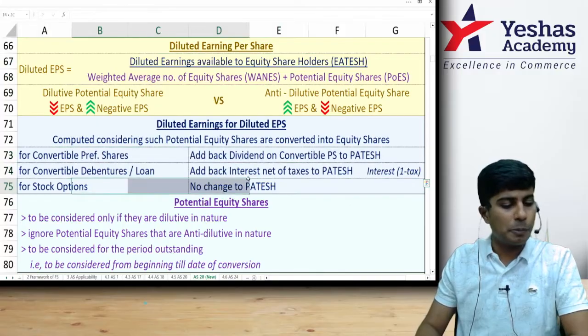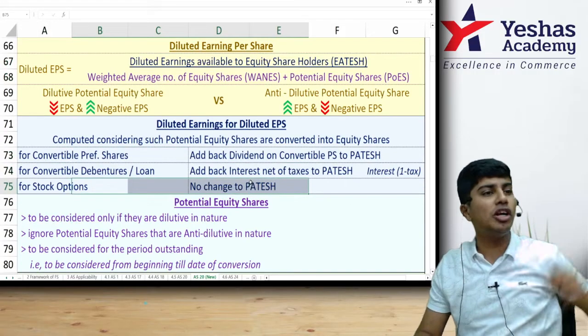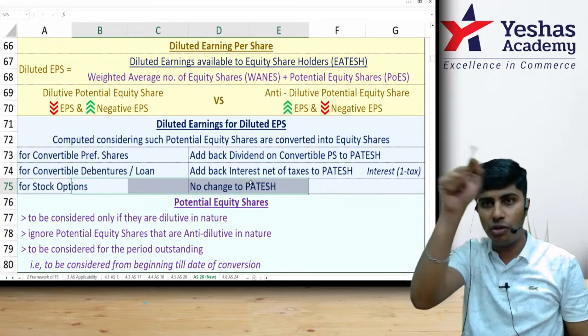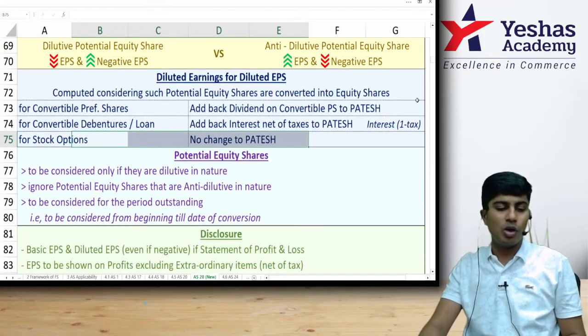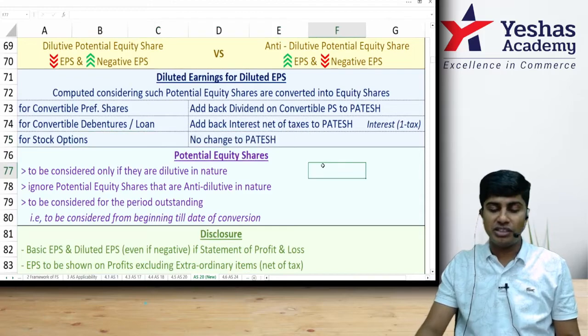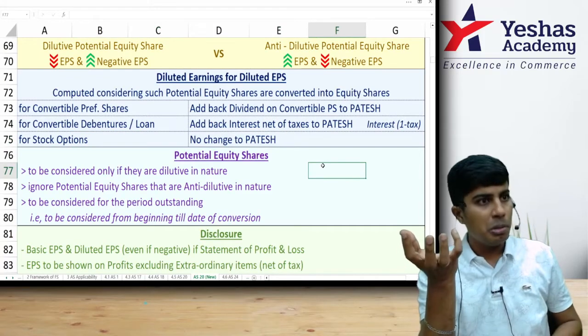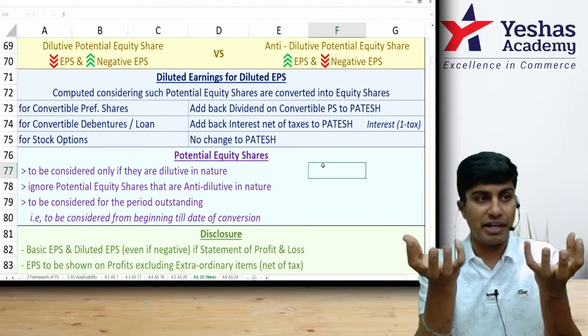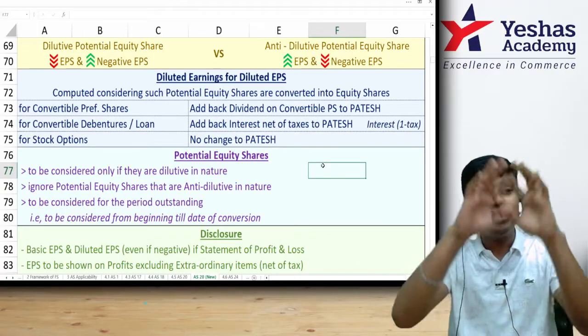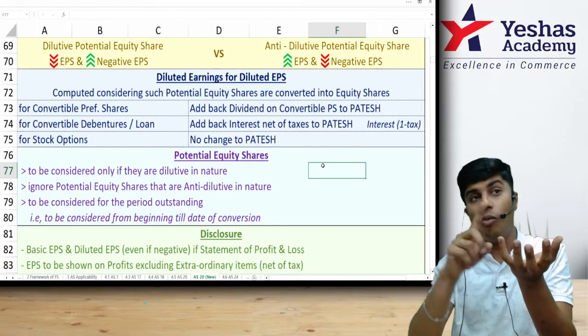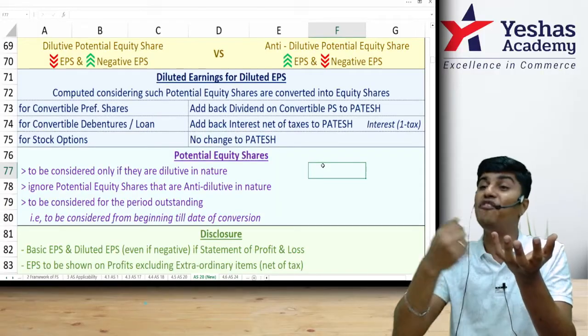If it is stock options, what to do? The numerator will not change. Profit available to equity shareholders will not change. In the denominator, you need to compute it again. How do we compute it? Very simple. First, take number of options, multiply it with the option price that they have to pay. You will get the total value. This total value, how many shares should they have given? We should divide it by fair value.